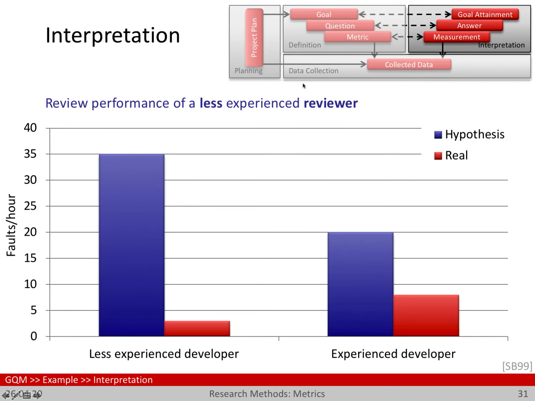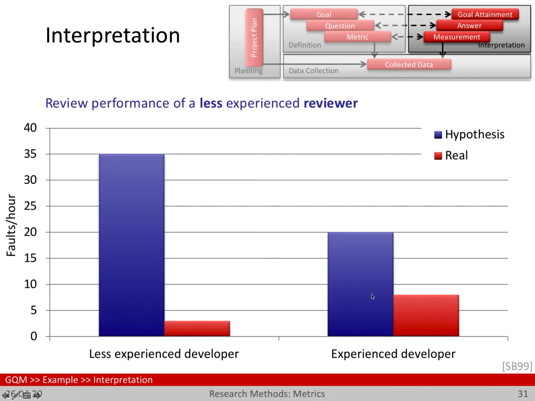More interesting is how the data they gathered really lived up to their expectations. This diagram shows the review performance of a less experienced reviewer performing reviews on the documents of either a less experienced developer or an experienced developer. They expected many faults to be found by a less experienced reviewer in the code of a less experienced developer, but in reality they found very few.